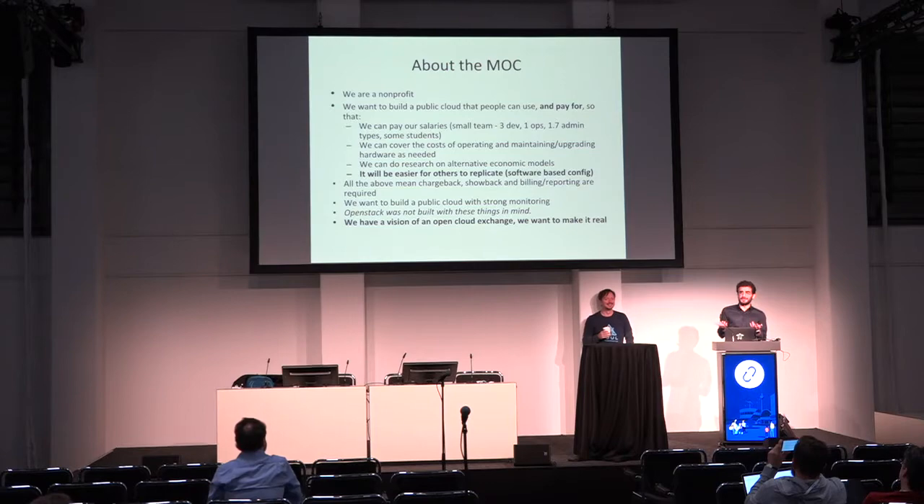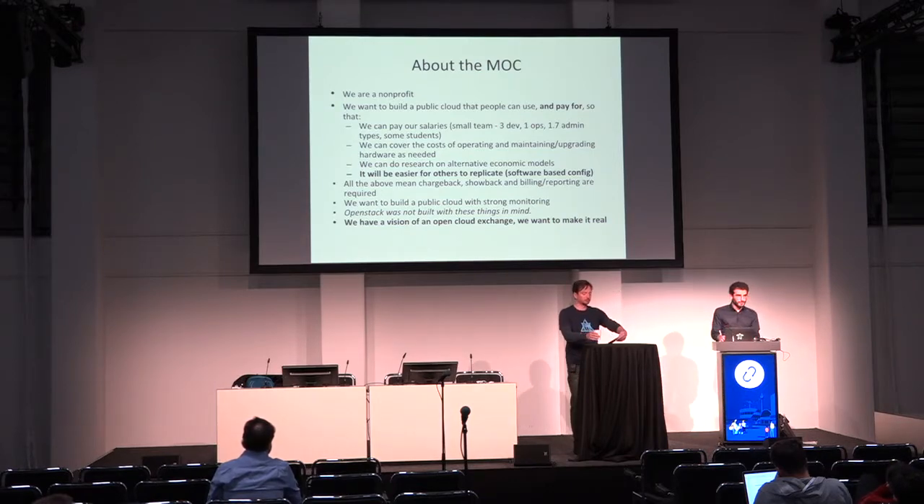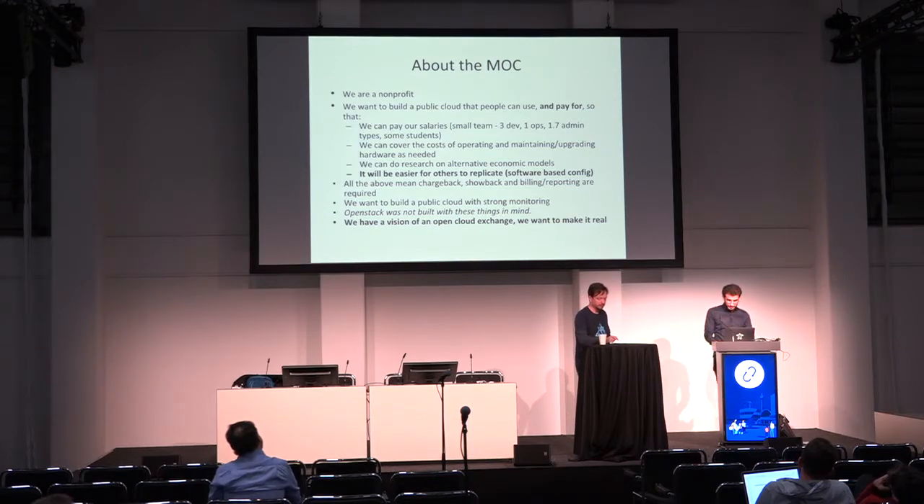And even though we are trying to build this as a nonprofit, we still want it to be sustainable, so we want to charge and have actual customers on top of it. This all means that we should have chargeback, showback, billing, reporting, all of these features which a public cloud generally has, are required in our cloud as well. And OpenStack was not really built with these things in mind from the get-go, and that's one thing where the collaboration that we're having with OpenStack and the upstream and everyone else is so important.